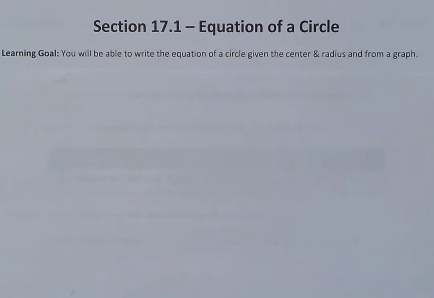We're going to talk about that specific equation. Then we're going to talk about how to write the equation of a circle when you're given the center and radius, and then when you're given a graph. So we're going to talk about those two things today.